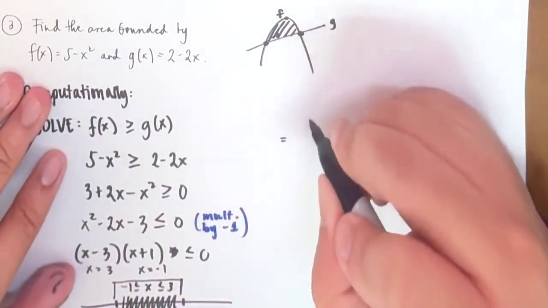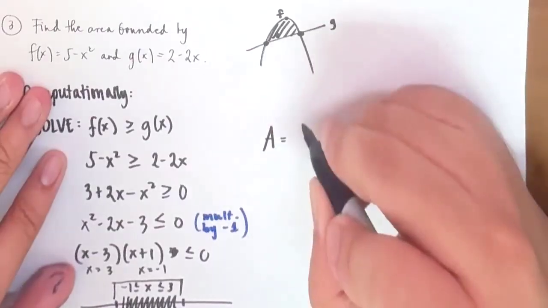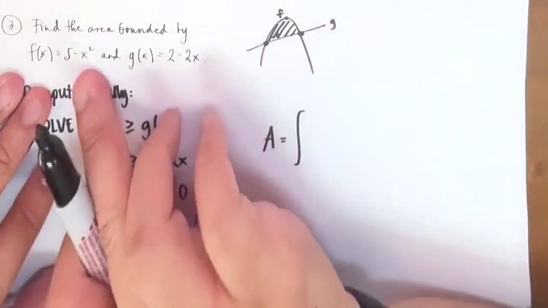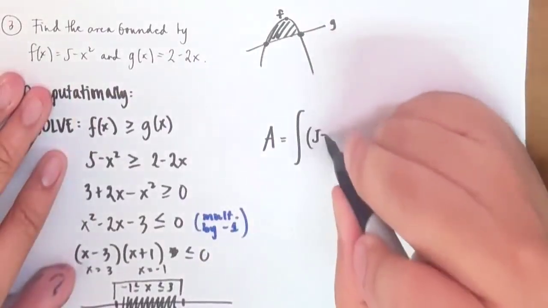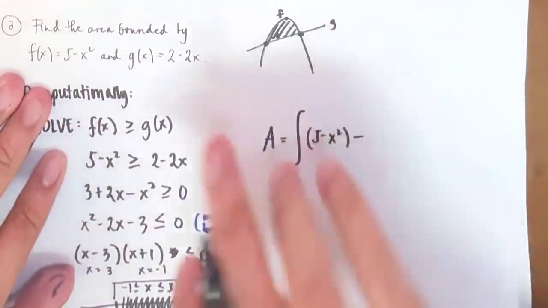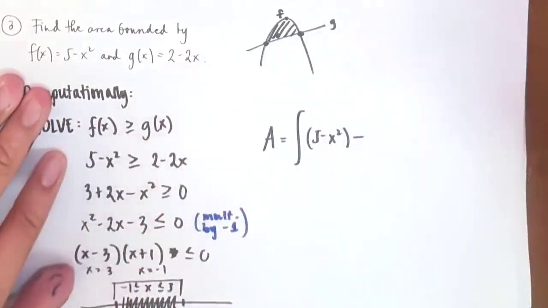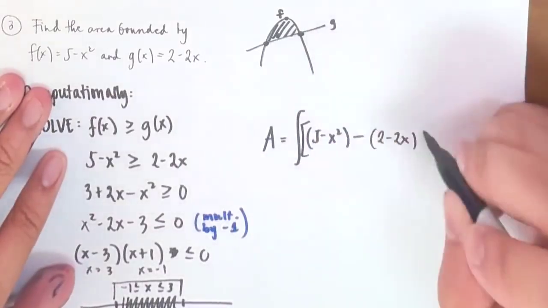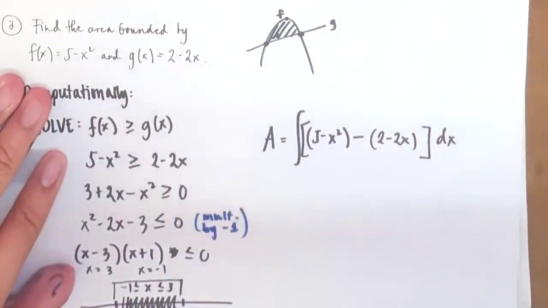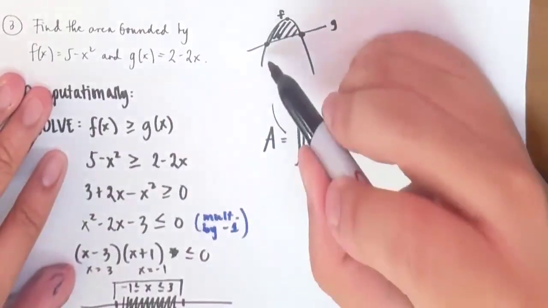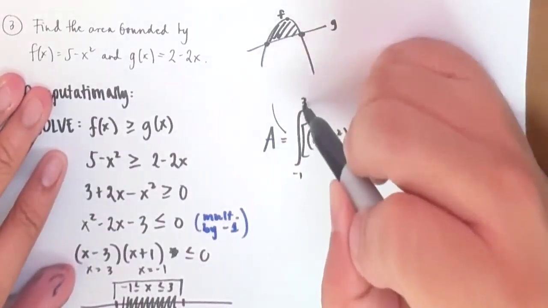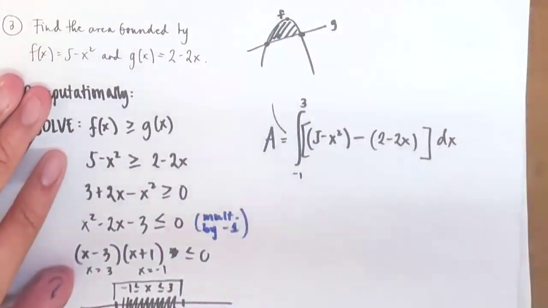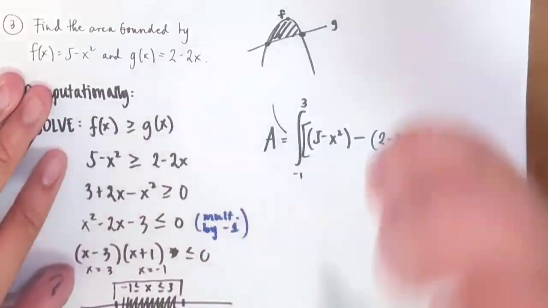So to set up the integral, let's call this the area, it would be the parabola, which is 5 minus x squared, minus g of x, which is the line, dx from -1 to 3. That is what we want. Okay? It's from -1 to 3.